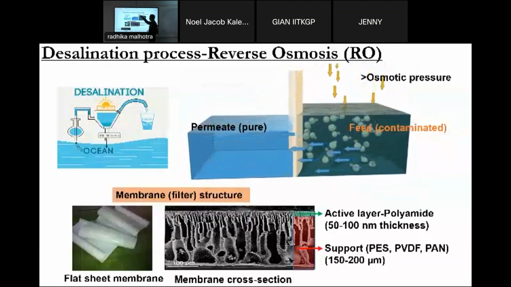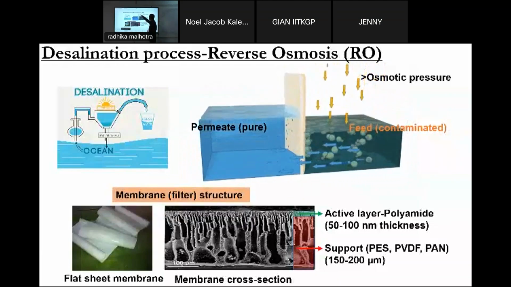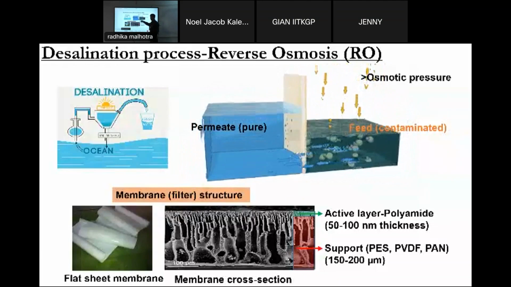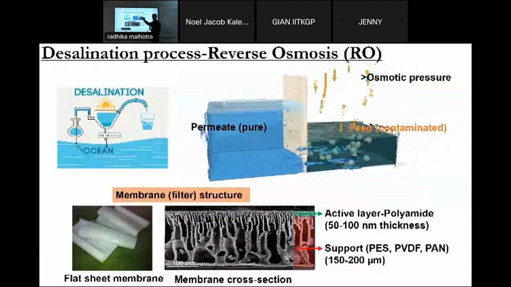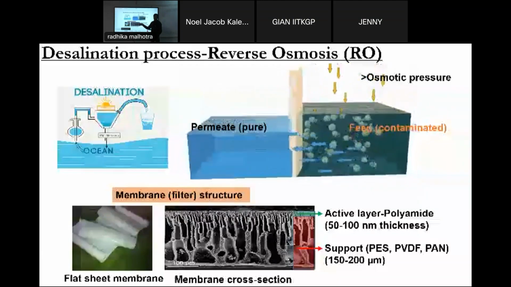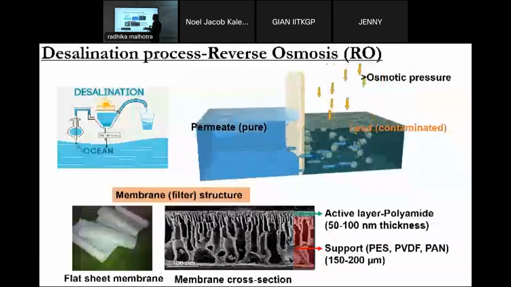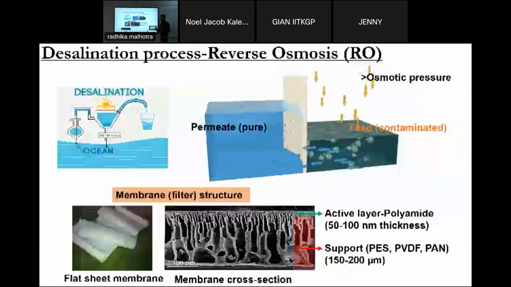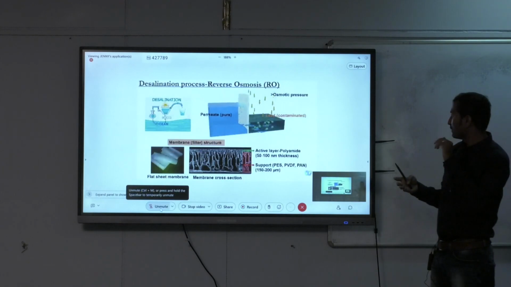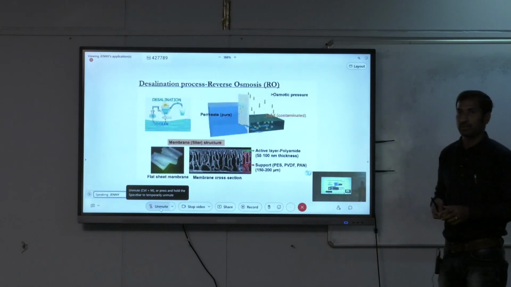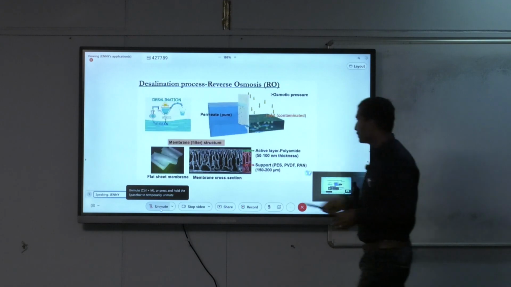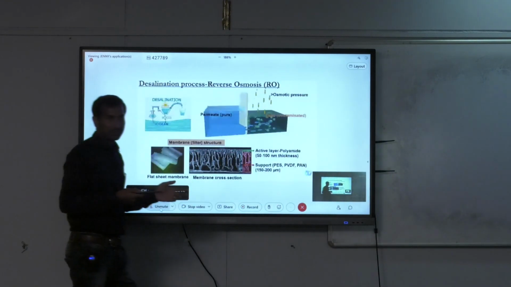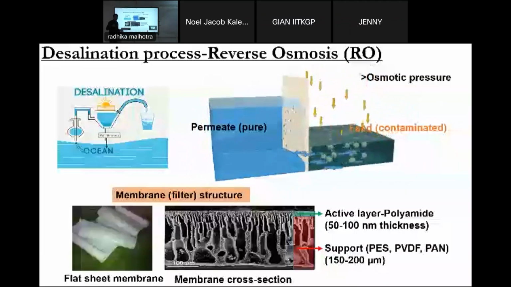Most of the research we do is developing these membranes, modifying them, and making them into low cost membranes, because this membrane is highly expensive. We have to replace it once in 2 to 3 years. So this membrane itself adds a lot of process cost within this reverse osmosis process. For this membrane, I think Professor Anil also explained, I hope.